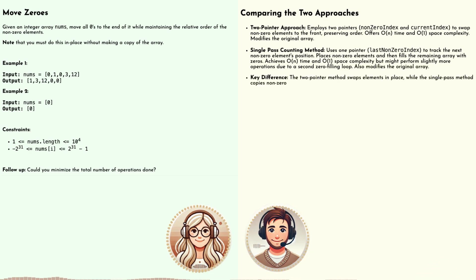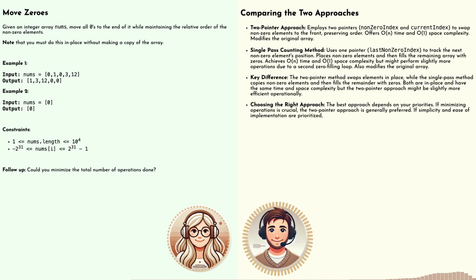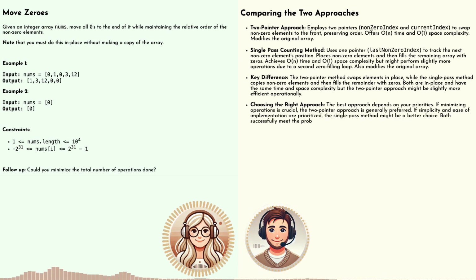That's a great question. And the answer is, it depends. Both approaches have their pluses and minuses. So what are some things we should think about when deciding between the two-pointer swap and this single pass counting? One thing is, how are the zeros spread out in our array? If there are only a few zeros here and there, the two-pointer swap might be a bit faster, because it doesn't need that second pass to fill in the zeros at the end.